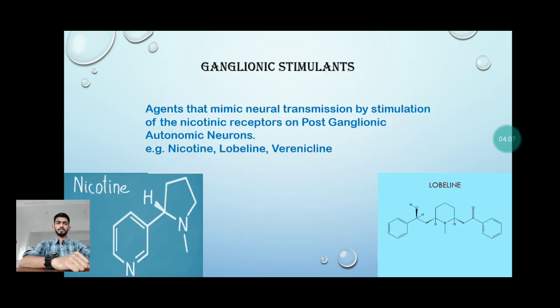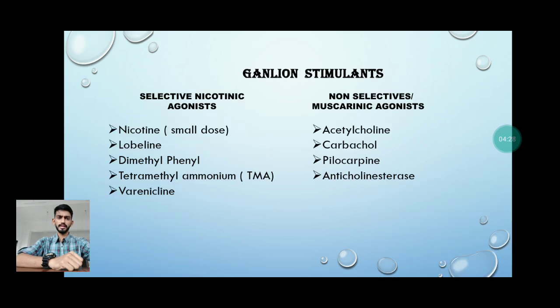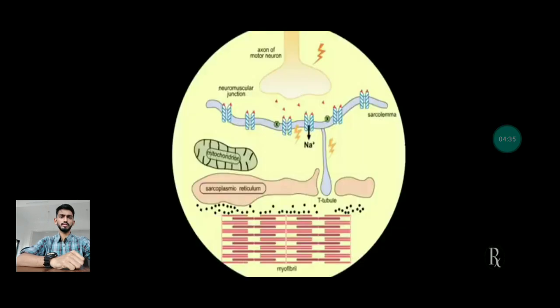Ganglion stimulant. What is a ganglion stimulant? The agent that mimics neural transmission by stimulation of nicotinic receptor on postganglionic autonomic neurons. Examples: nicotine, lobeline, varenicline. Here are some structures of nicotine and lobeline.